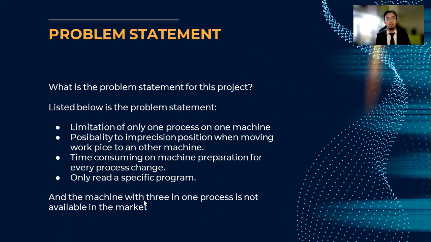And a machine with a 3-in-1 process is not available in the market. There is no machine on the market that has three different processes, which are laser cutting, a router spindle, and a plotter in one head. Yes, there are 3-in-1 machines and whatsoever, but I will show that after this.